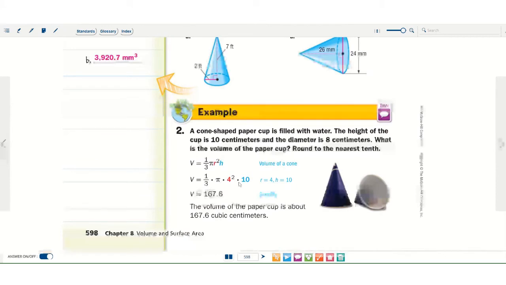So when we plug this into our calculators, we should get about 167.6. The unit is being measured in centimeters, so it will be cubic centimeters.